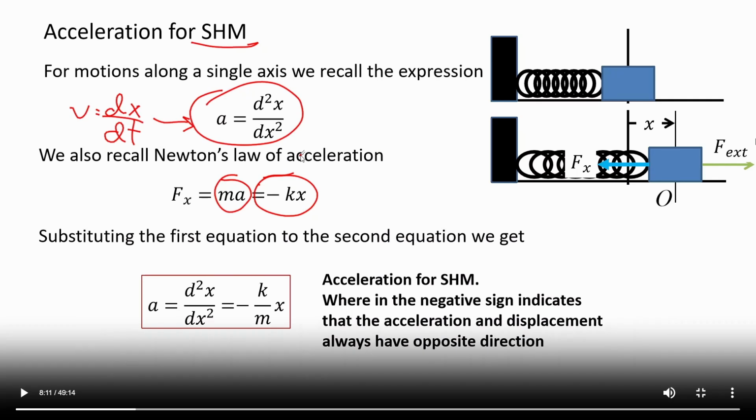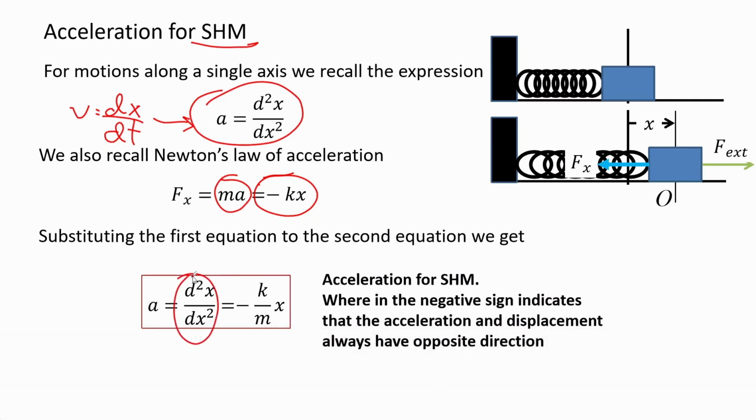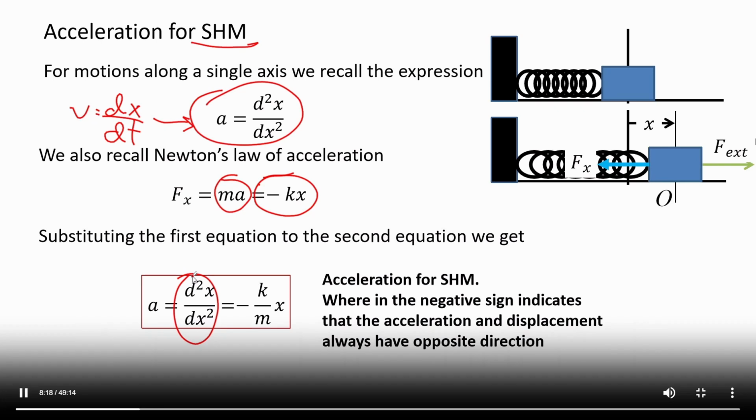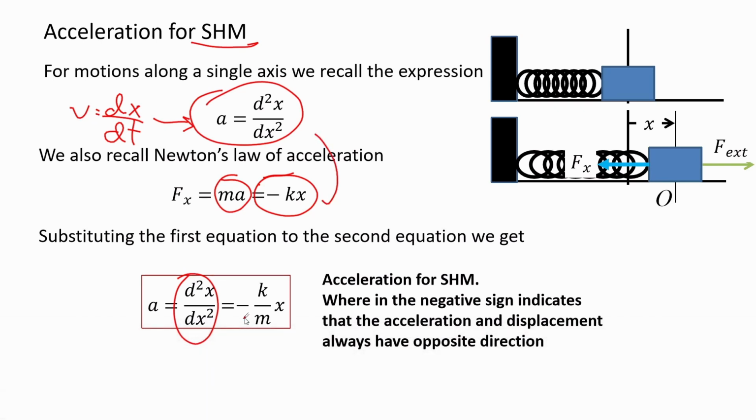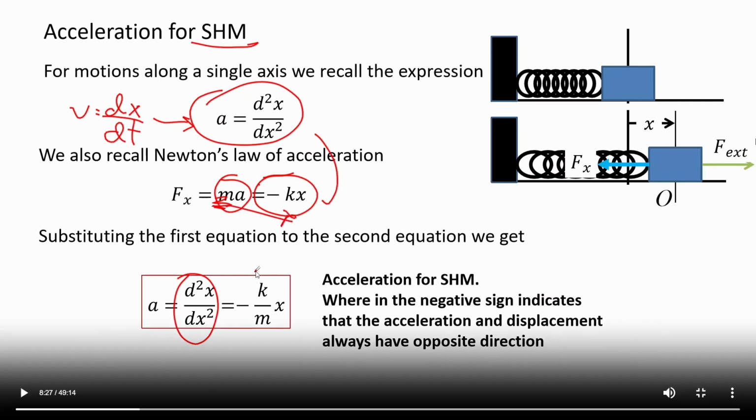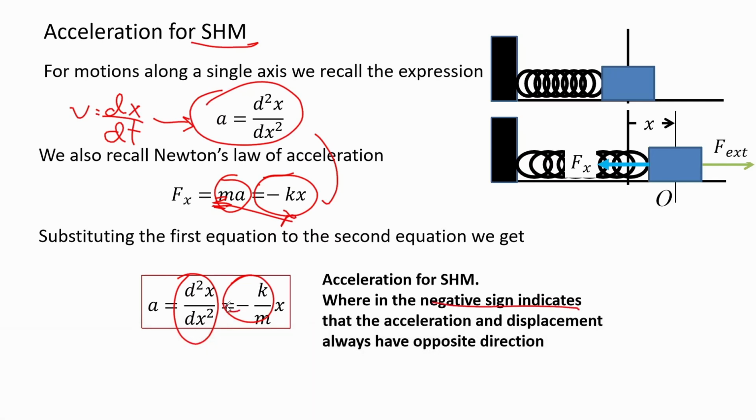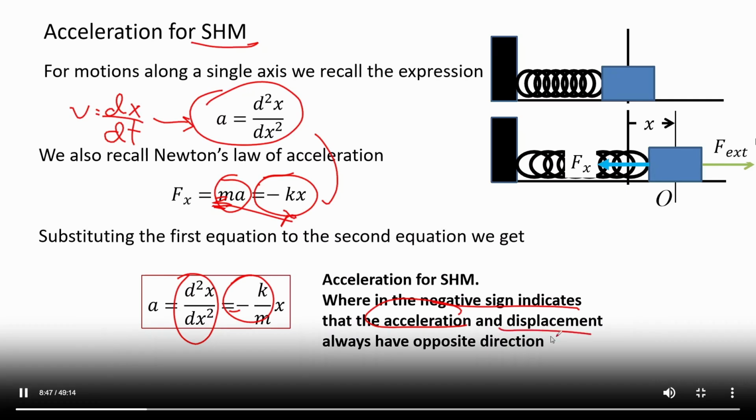Recall that the acceleration for simple harmonic motion is given by this expression, and if we equate this, then we bring the mass to this side, so you get negative k over m times x. That is the expression for your acceleration. We see that because of the negative sign, the acceleration and the displacement always have opposite directions.